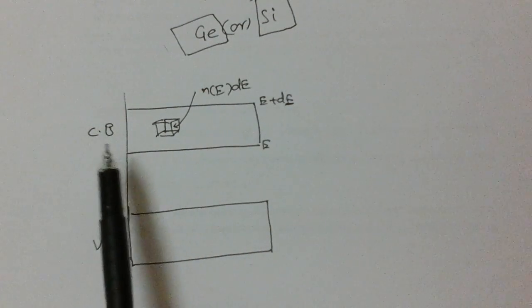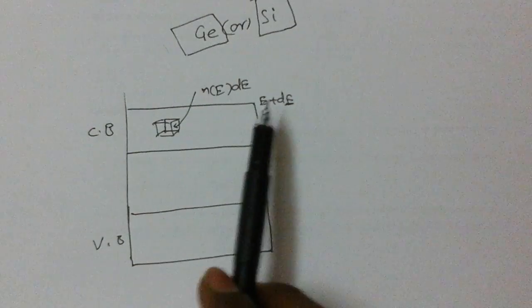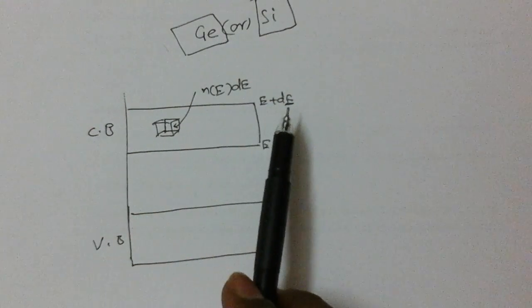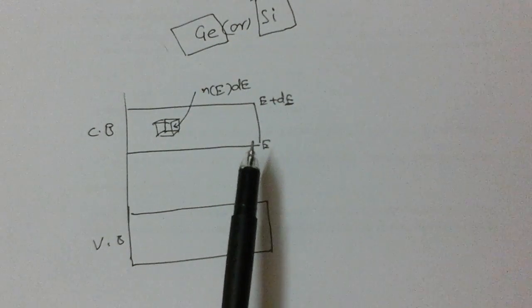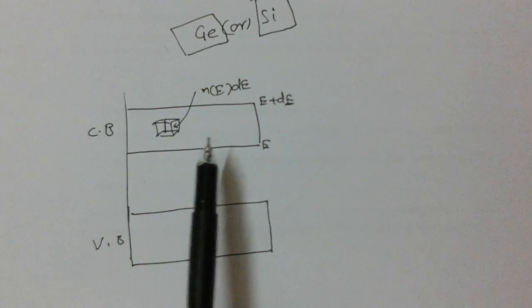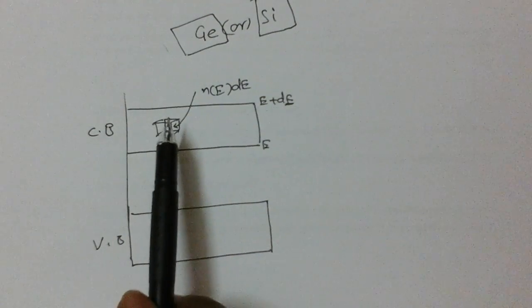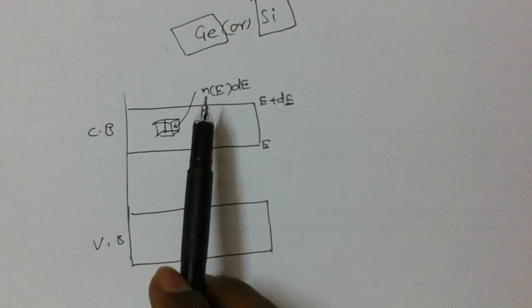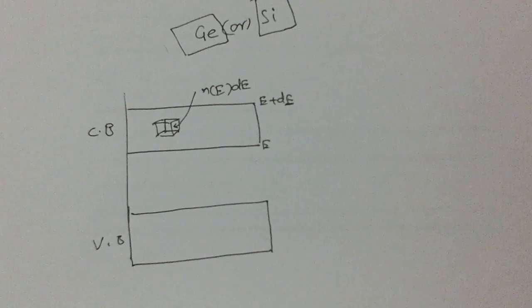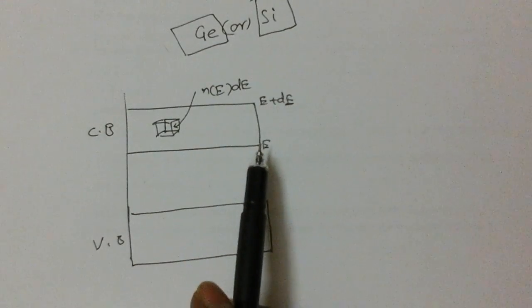Once again, I am saying, I am taking a conduction band, and in the conduction band I am taking a part. The energy levels of this part are E to E plus dE. In these energy levels, most of the electrons have energies between E and E plus dE. In this unit volume, how many electrons are present? That is called carrier concentration n of E dE. I am writing here the number of electrons present in this unit volume as n of E dE, for energy levels E to E plus dE.